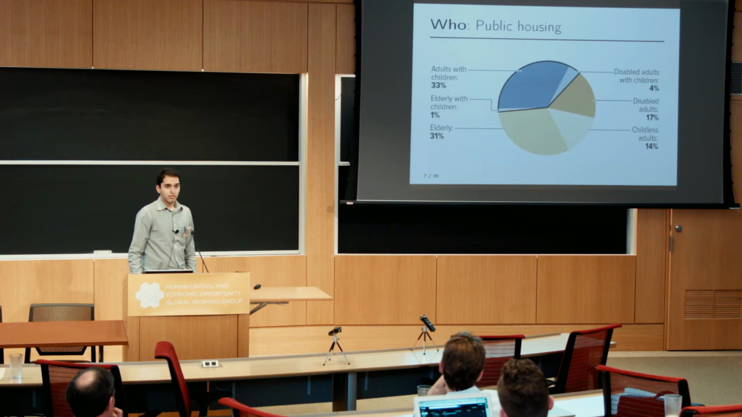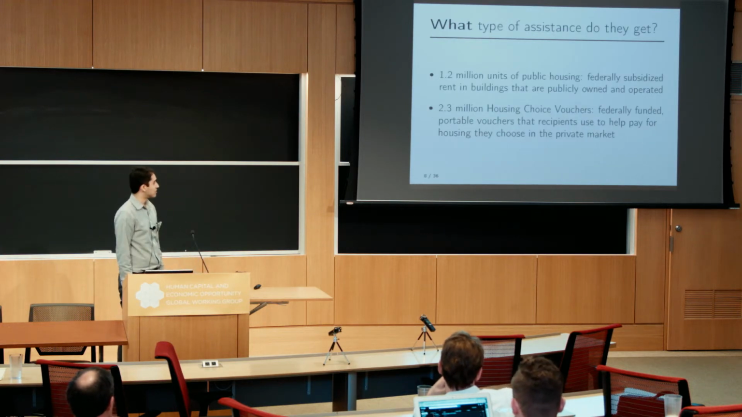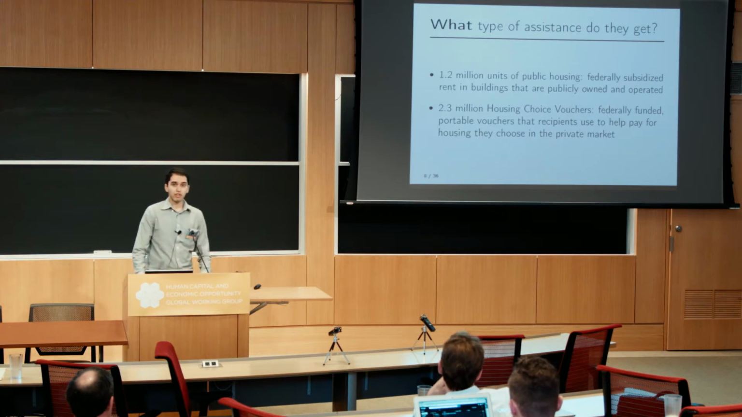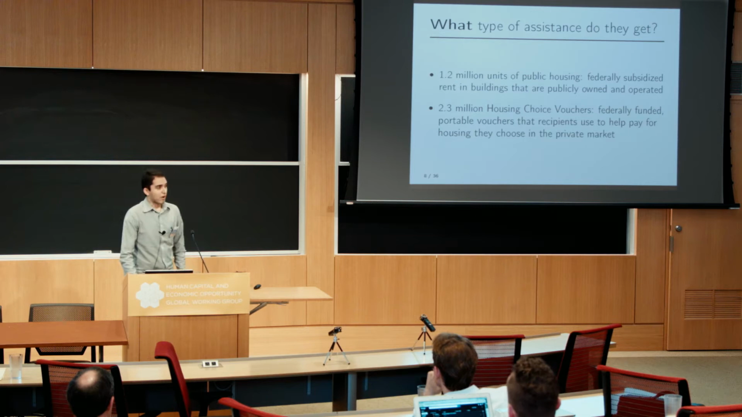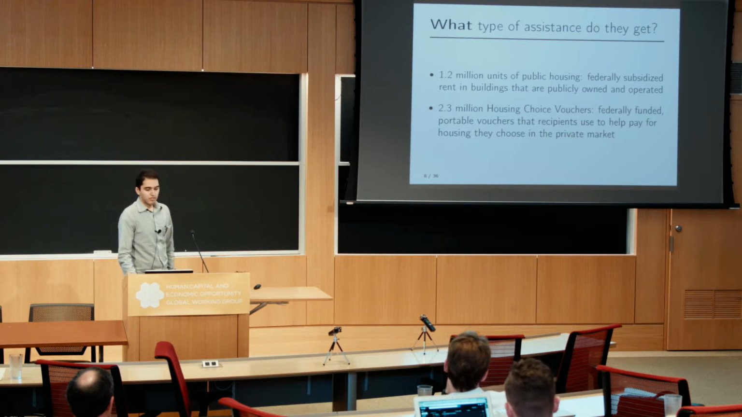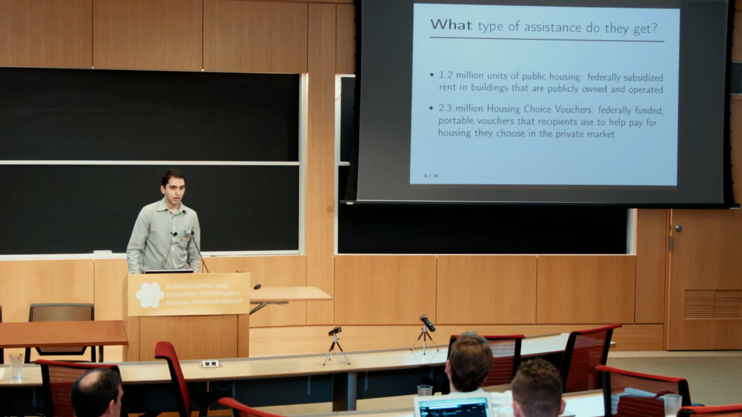Just to contrast these 2 options that are most commonly available to households: 1.2 million households are living in public housing, which are units owned by the federal government and operated by local public housing authorities. And about 2.3 million receive vouchers. These are federal subsidies that you can use with a private landlord to subsidize the portion of your rent that exceeds 30% of your income.